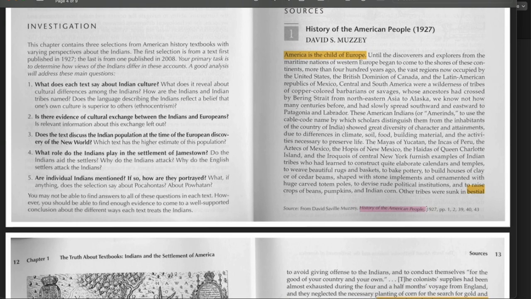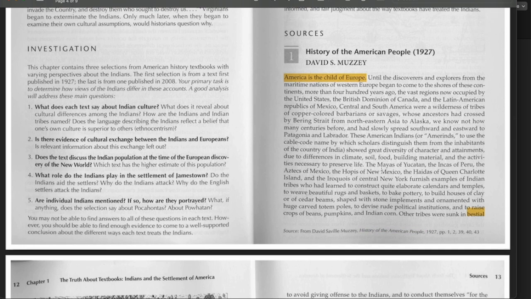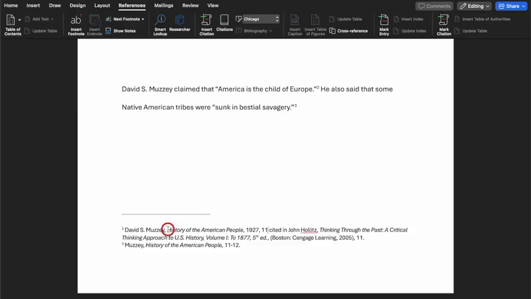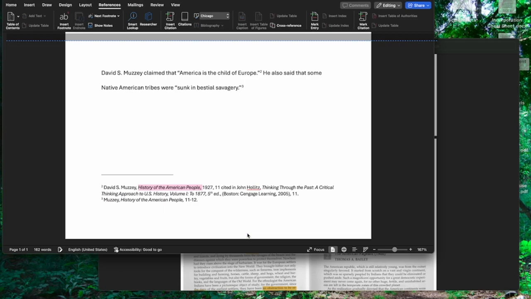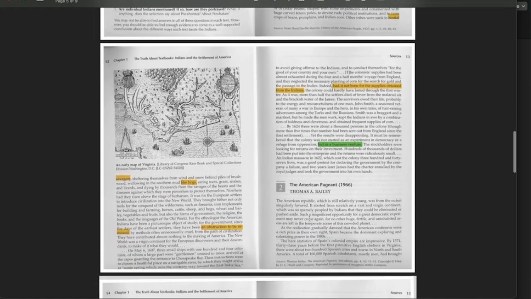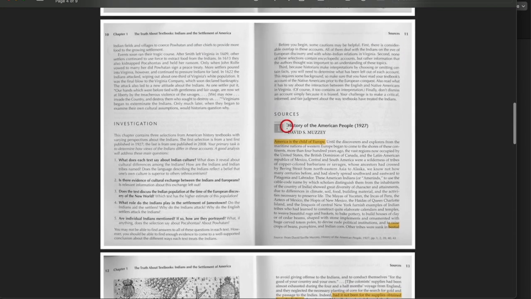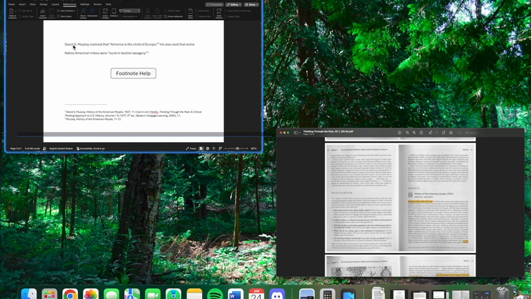History of the American People. So that I know it's a book title, but if you're ever unsure, I know that this is a book title because we know that these are excerpts from textbooks. So a textbook title would be italicized, just like any other book. And I do have an example here.